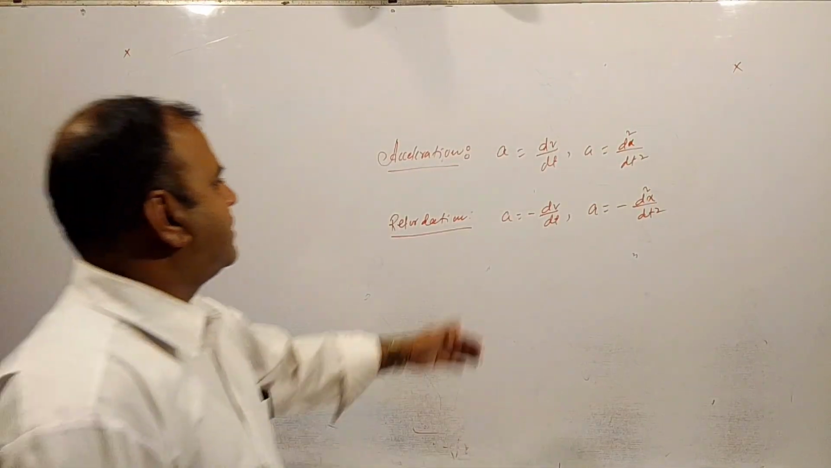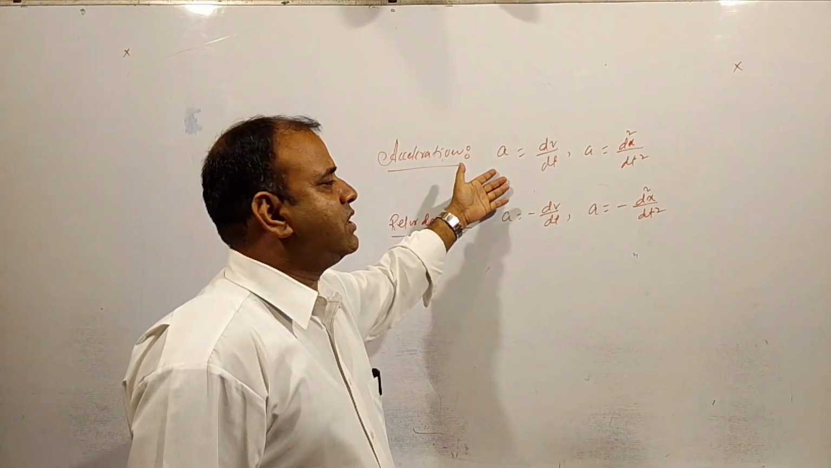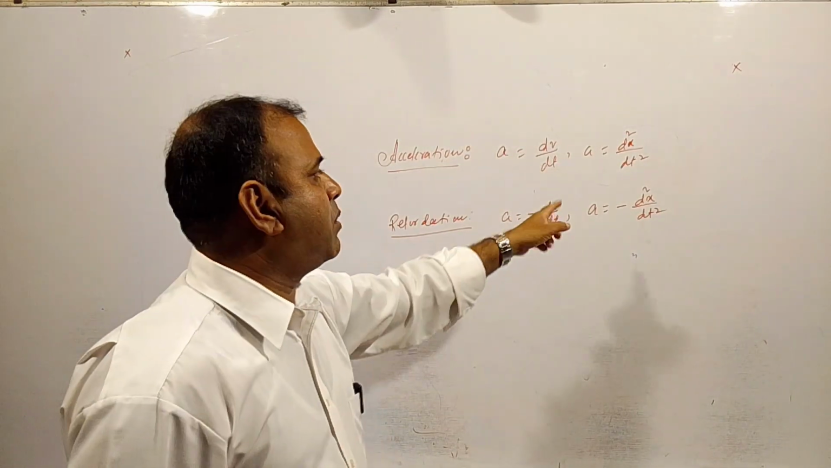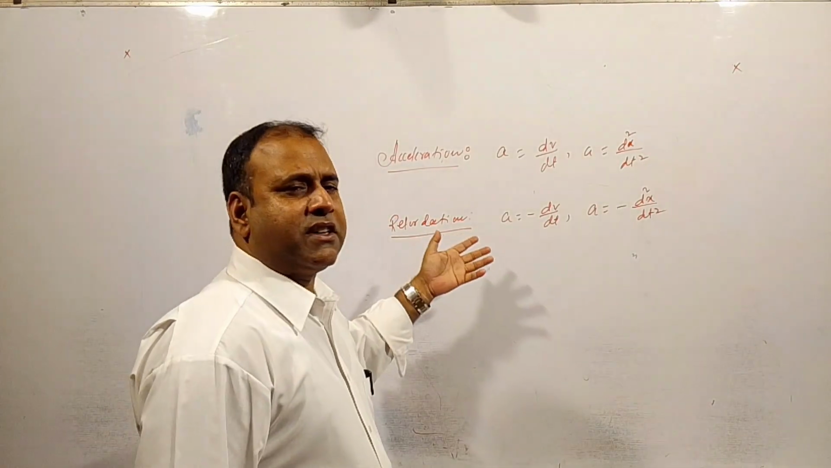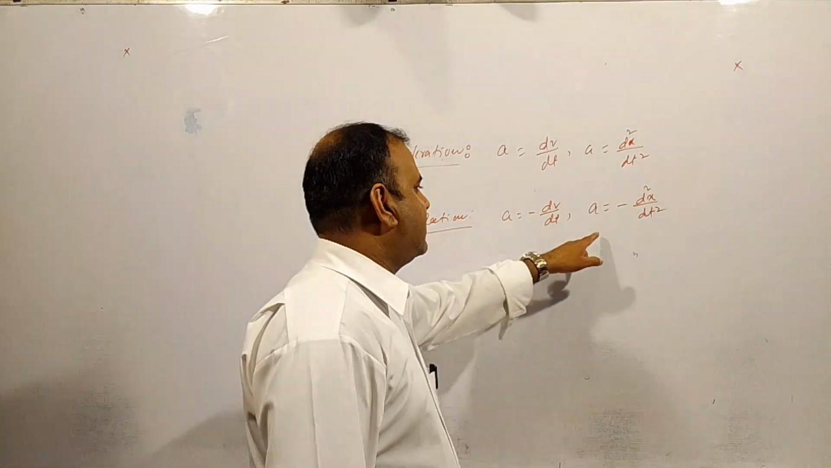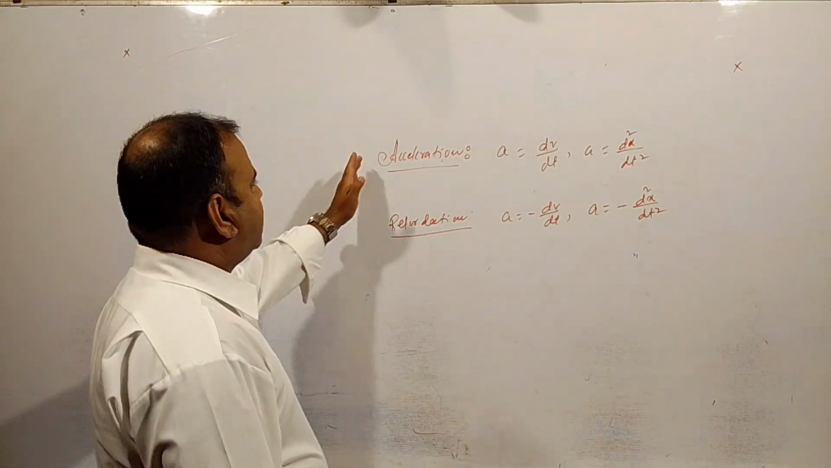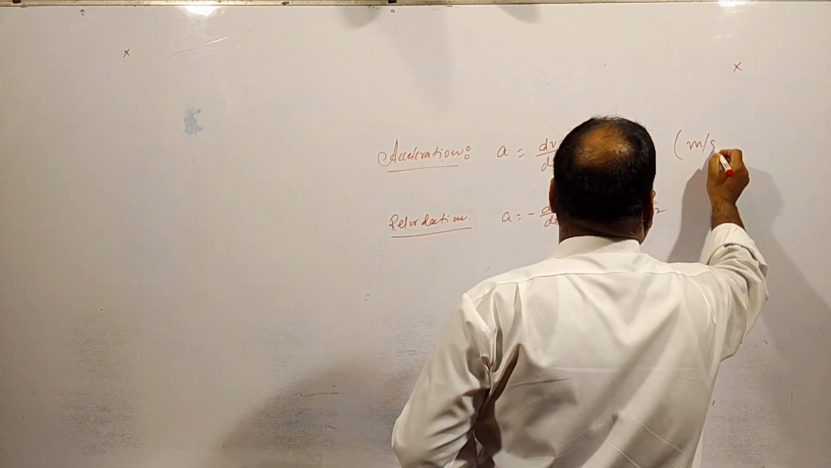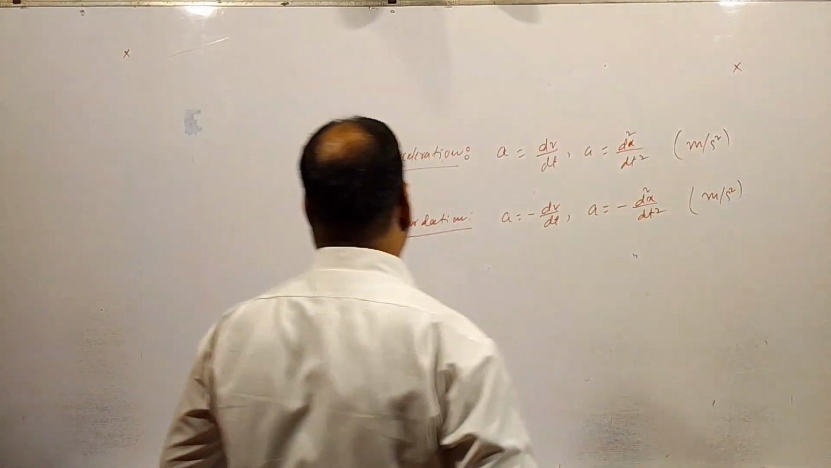So acceleration is basically the double derivative of displacement, the derivative of velocity. This is called acceleration. Retardation means negative acceleration. You can see here the minus symbol is given, so this minus symbol represents retardation. Now acceleration is represented by the unit meter per second square, and here also meter per second square.